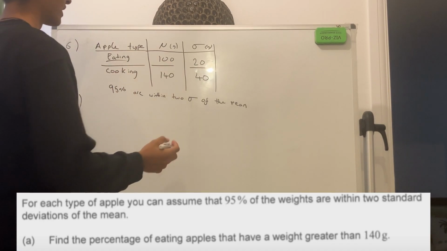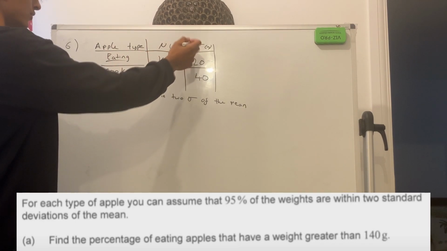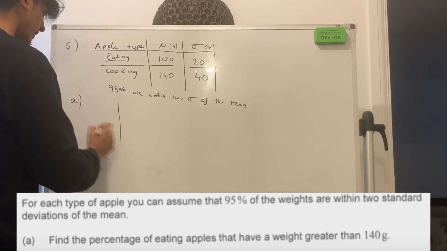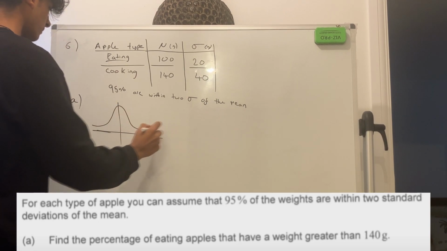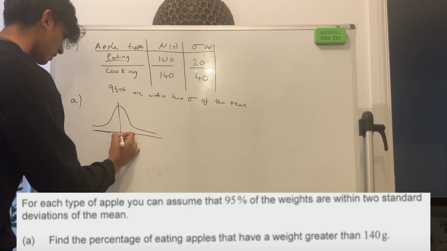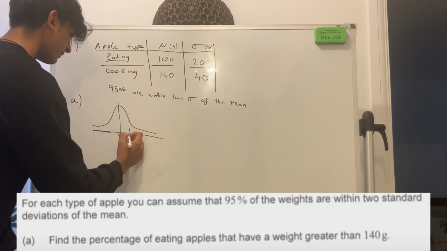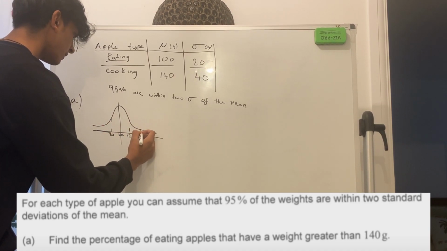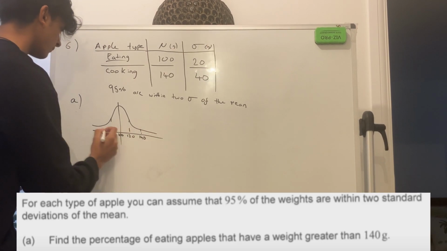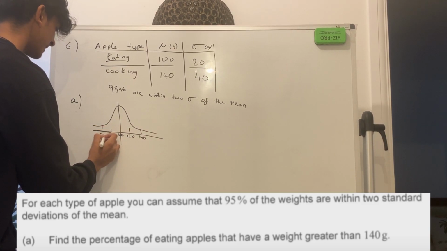So 140 grams is mu plus 2 sigma. I'll just draw a diagram, the normal distribution diagram, so it'll be a bit easier to follow. So the mean is at 100. Within 1 standard deviation, that's 120 on both sides. This, 2 standard deviations, 140 and 60.